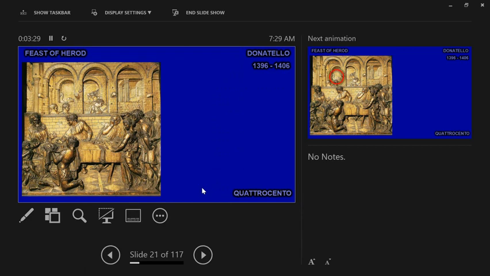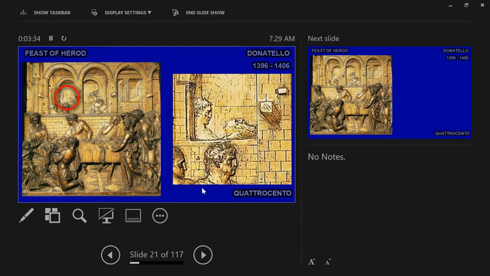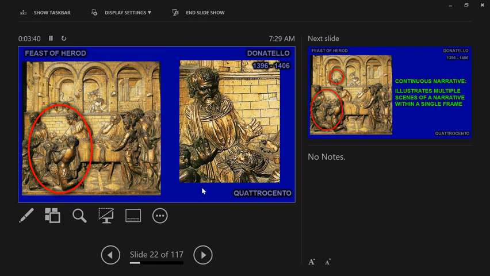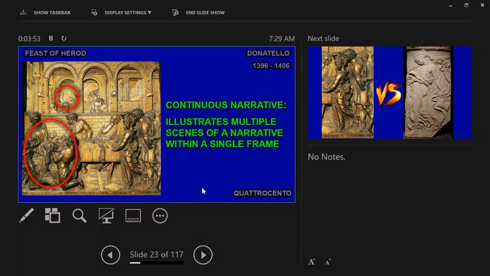But we're going to look at right here is somebody bringing the head of St. John. But also right here is the head of St. John on a plate. How is that possible? How do we have 2 heads of St. John? Was St. John, did he have 2 heads and they cut off both the heads? So it's what's called a continuous narrative.